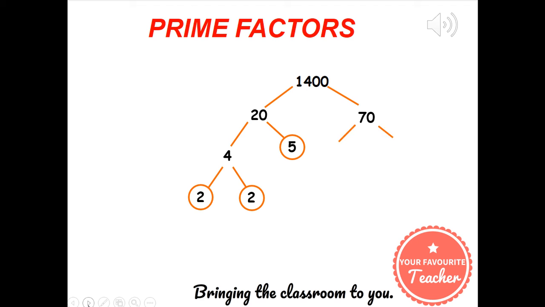So any two numbers that will multiply to give 70, in this case, I choose 10 and 7. 7 is a prime number, so I circle it. I continue now with 10. Two numbers, 2 and 5. Both are prime numbers, so I circle those two numbers.